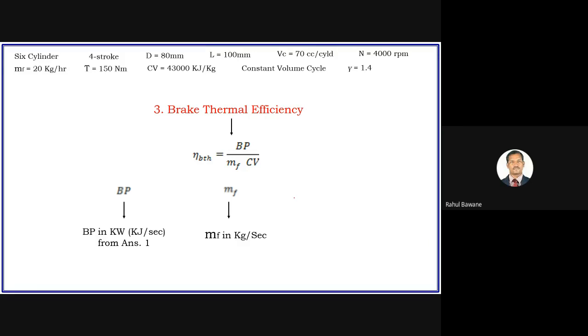So mass of fuel must be converted into kg per second. Many times students make a mistake here. They put mass of fuel consumption as it is. So match the unit. Numerator is in kilojoule per second, so this should be per second. So mass of fuel in kg per second. CV in kilojoule per kg is given. So once we have the mass flow rate of fuel and CV, it is very easy to calculate the percentage of conversion of heat into brake power. So that is brake thermal efficiency.